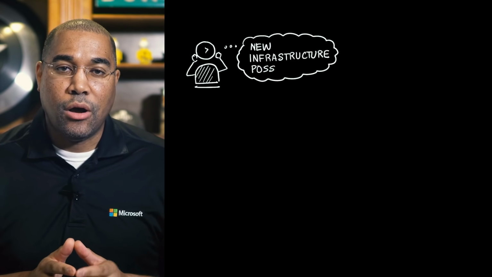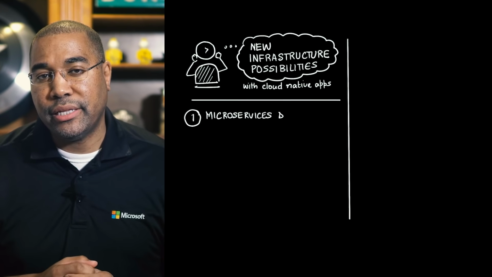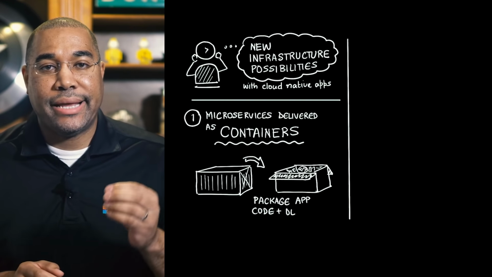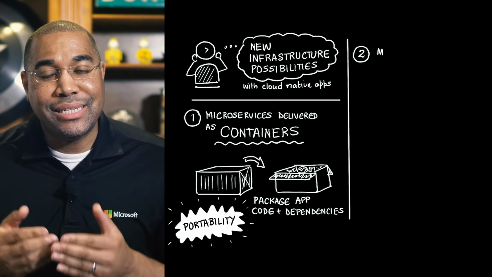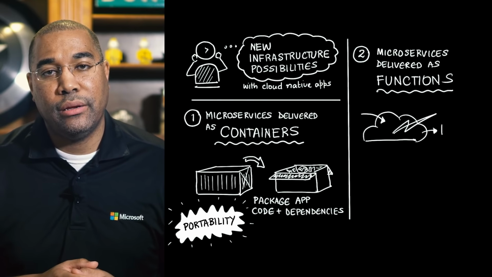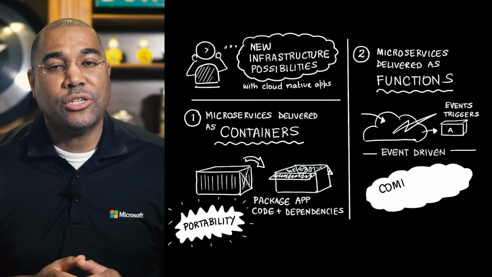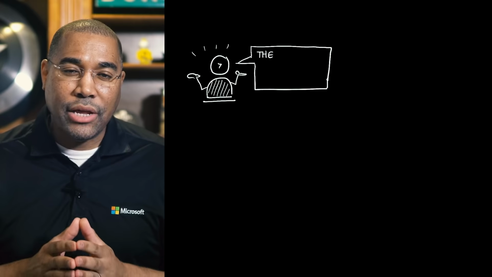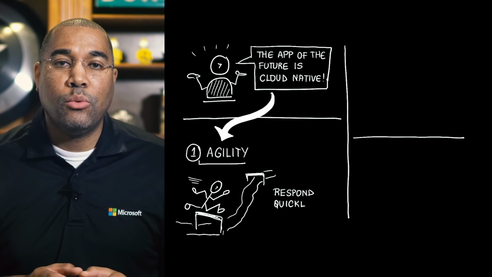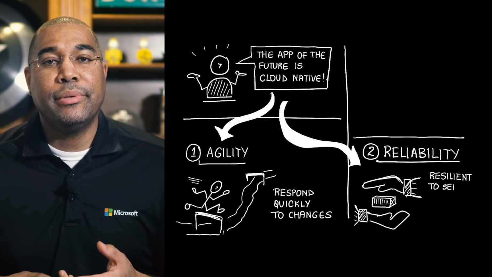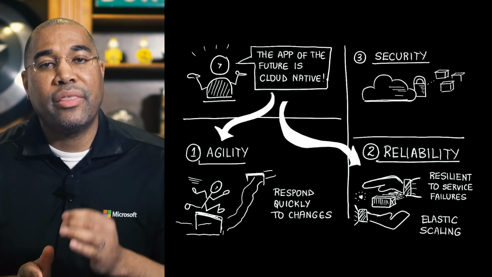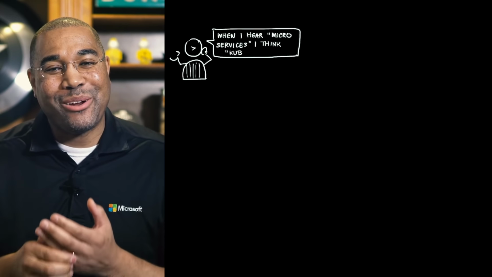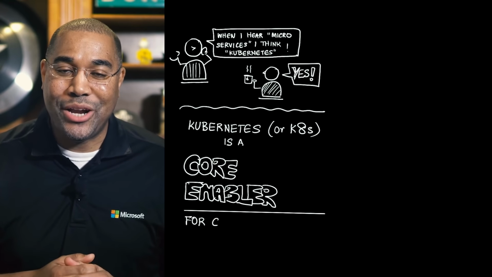Cloud-native architectures also open new infrastructure possibilities. Microservices can be delivered as containers, which package application code and dependencies together to increase portability, or as functions, which offer an event-driven compute-on-demand solution. Cloud-native architectures are how developers will achieve the elastic scale, reliability, and security required by the next generation of applications. When many of us think about microservices, we also think of Kubernetes.